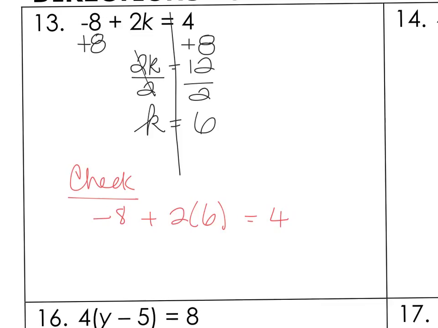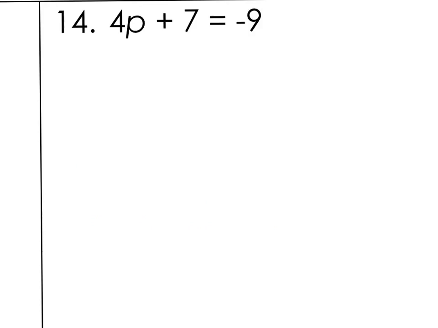But you can take in your calculator negative 8 plus 2 times 6. If both sides equal 4, then you're correct. Number 14. Drop a line down. Ooh, I made it red this time, but that's okay.